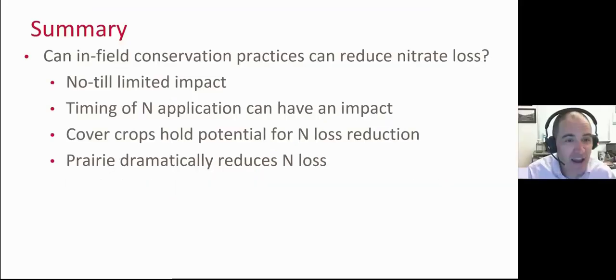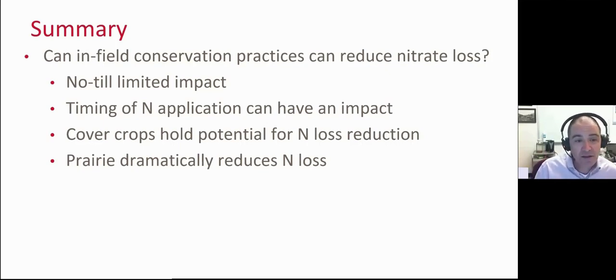Okay, so now let's summarize what we've talked about and return to an initial question as we think about this module, which is, can infield conservation practices help us reduce nitrate loss? And I would say in a general sense, absolutely yes. But their ability to do that is going to vary, and it may be very year to year dependent.